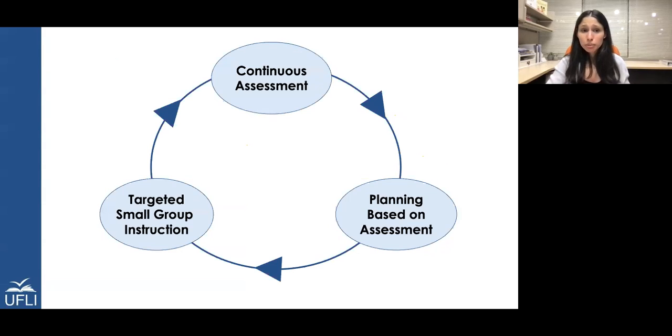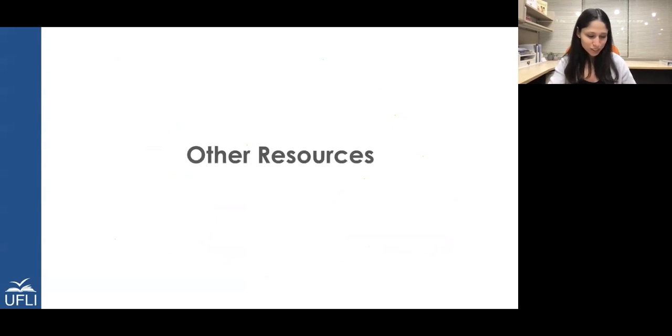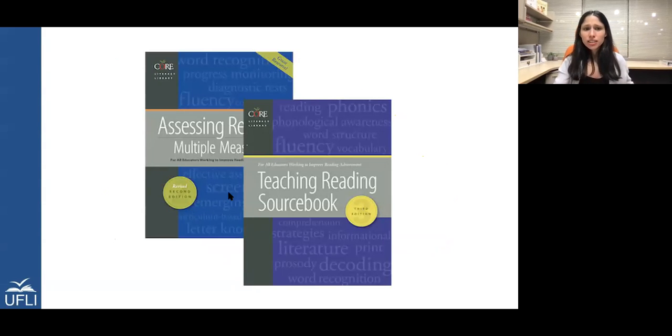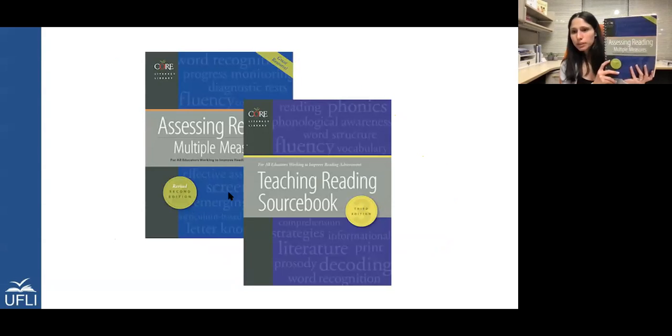So again, when planning targeted small group instruction, a big part of it is assessment, and not just initial assessment. Okay, I've figured out my small groups, but this idea of continuous assessment. Just a few other resources. I know I'm almost out of time. I mentioned the core assessment book, which I'm holding up, but the Teaching Reading Sourcebook is just a great resource.